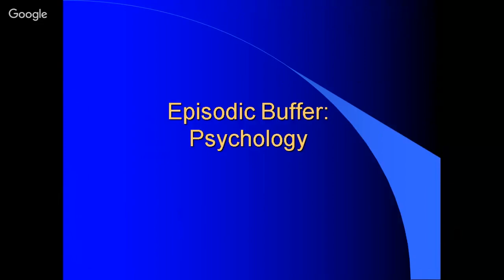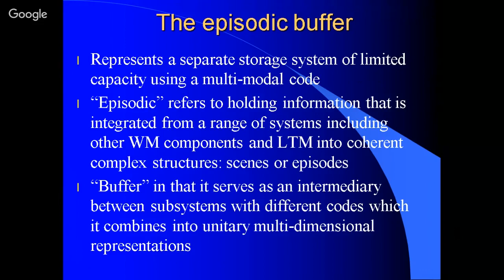Now, we've got a new concept, and this is going to be a lot harder because we don't really have a simple anatomy for this one. So, the episodic buffer. Now the question is, why? This is what they added in 1986. This did not exist in the original model. So let's look at this.